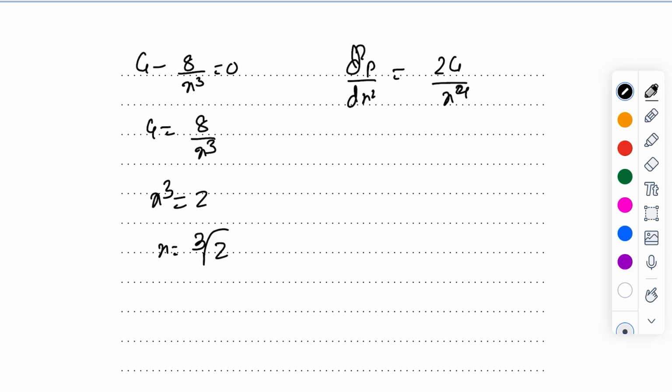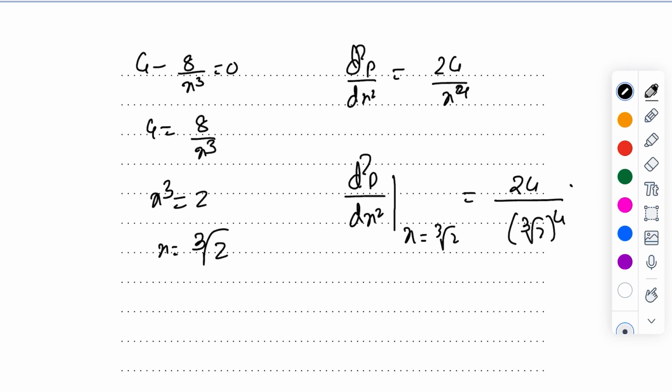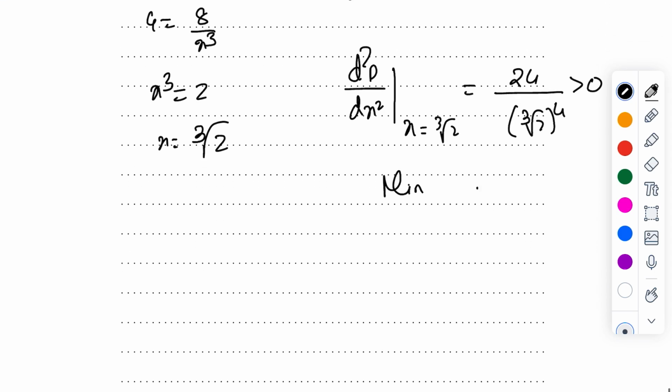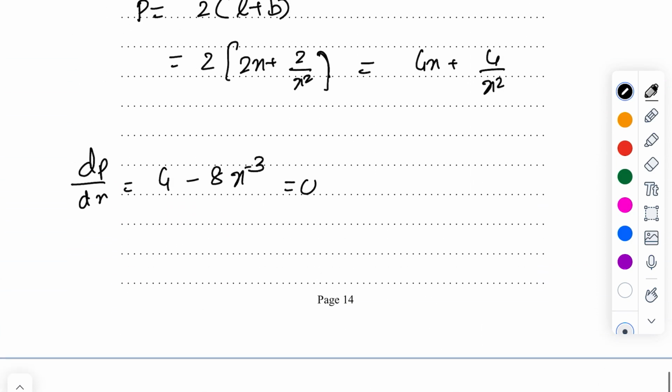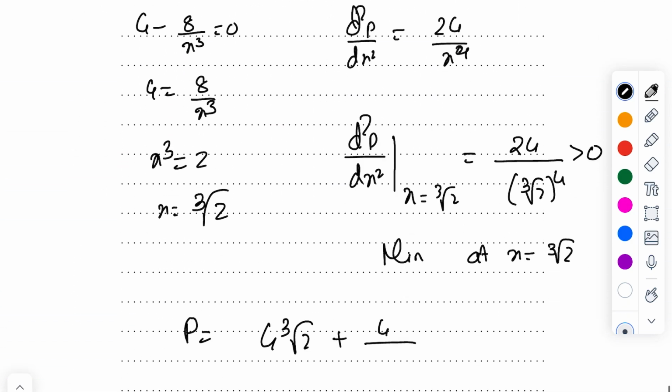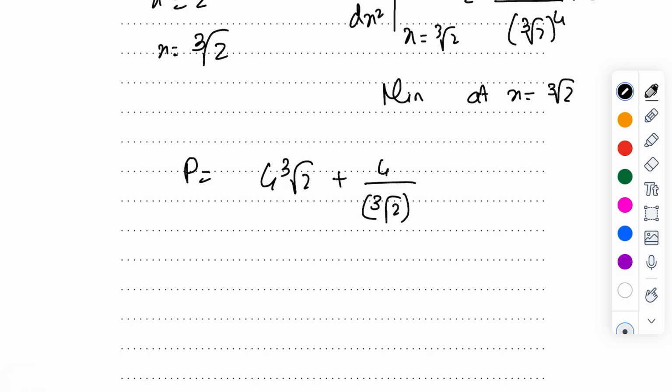Now substitute the value of x, cube root of 2, in that one. 24 upon (cube root of 2) whole to the power of 4. No need to find the value, just find the sign. It is greater than 0. Therefore, it has a minimum at x equals cube root of 2. What is that minimum value? Plugging in the perimeter: 4 cube root of 2 plus 4 upon (cube root of 2) whole square. That's going to be the perimeter.